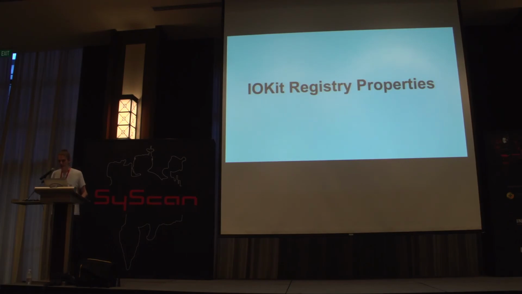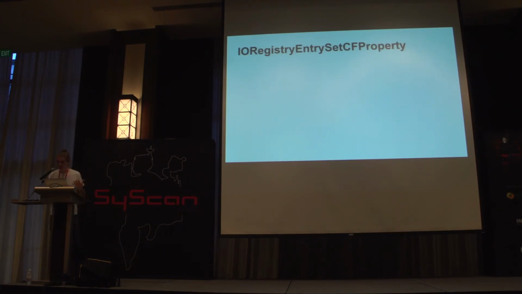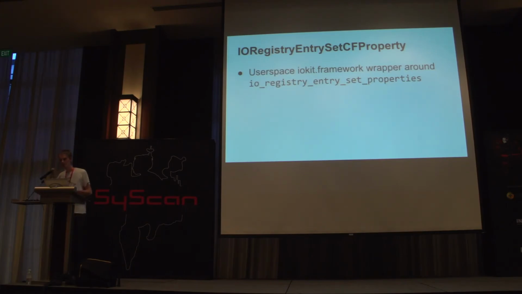The third interface for talking to IOKit user clients are these IOKit registry properties. Again, the way that you interact with it is via this wrapper function with the rather long name of IORegistryEntrySetCFProperty. Like all the others, this is really just a wrapper around the IORegistryEntrySetProperties MIG method.